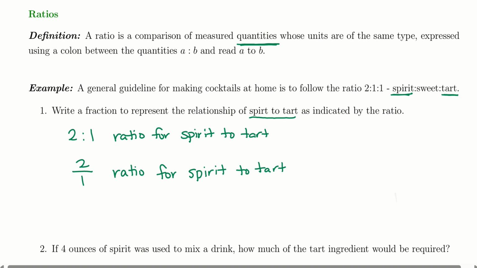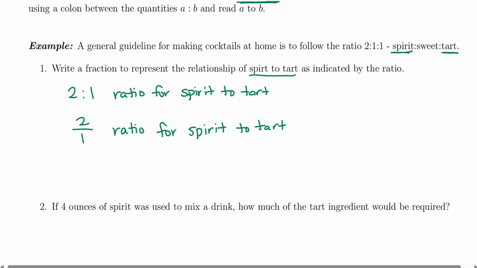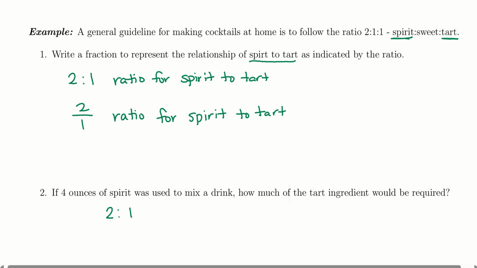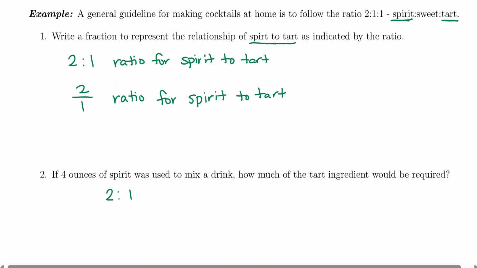The second part of this problem says if 4 ounces of spirit was used to mix a drink, how much of the tart ingredient would be required? So we know our ratio. I like to build this setup of my work to easily compare what I know the ratio for spirit to tart is, which we found 2 to 1 in our first half of the problem. But what we have is 4 ounces of spirit. So the question is, how much of the tart ingredient would be required?